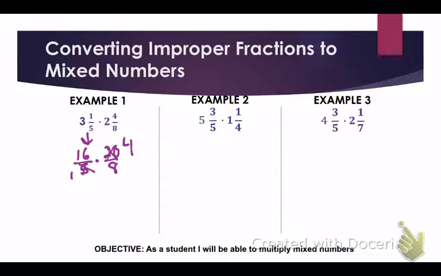Right now, 4 and 8 look good to me. What goes into both of those? I would say 4. How many 4s go into 4? Well, that's 1. How many 4s go into 8? Well, that would be 2.